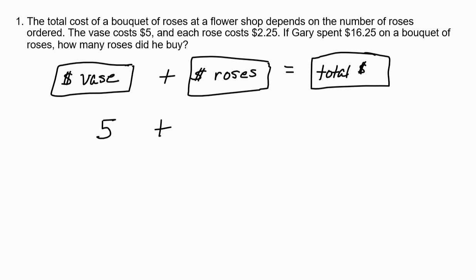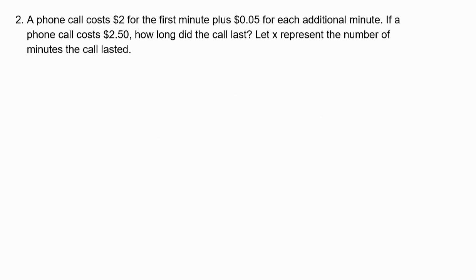The cost of the roses altogether, I don't know, but I know that they're $2.25 a piece. So if I take $2.25 and multiply that by the number of roses that I have, that's going to give me my total cost, which is $16.25.